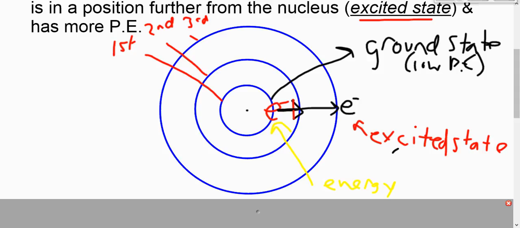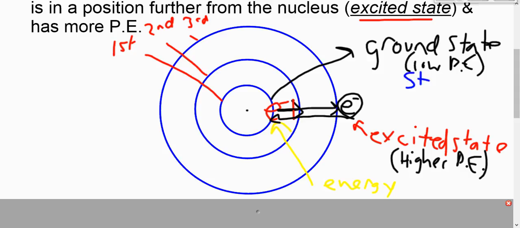is higher in potential energy. But this is unstable. The excited state is unstable. And an electron will not stay here for very long. And so what will happen is it will fall back down to its ground state position, which is stable. Okay, so make sure you label this as a very stable position. It's where the electron's normally found, so you'd expect it to be stable.